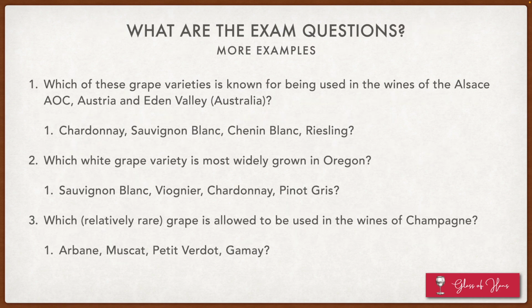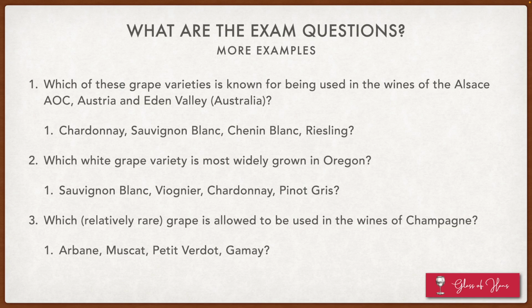So what are some of the other exam questions? Let me go through some of these with you. For example, which of these grape varieties is known for being used in the wines of Alsace AOC, Austria, and Eden Valley in Australia? This is kind of interesting. The only right answer here is going to be Riesling because none of the others apply. But it could get trickier than this.